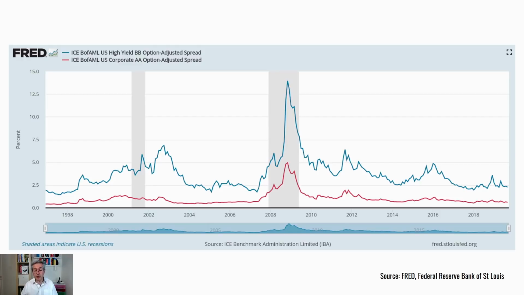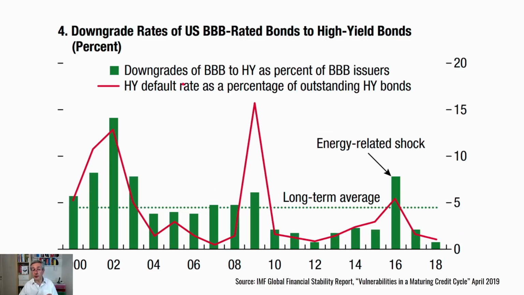Another useful report, which is also free, is a Global Financial Stability Report produced by the IMF. They produce all sorts of measures. Here they're looking at the rate at which BBB bonds, which are just one notch above junk, get downgraded to the junk category. During periods of credit market stress, such as when the oil price fell in 2016, that rate of downgrades increased very rapidly, and many energy companies in the US defaulted. But as of 2018, the rate of those downgrades was very low.